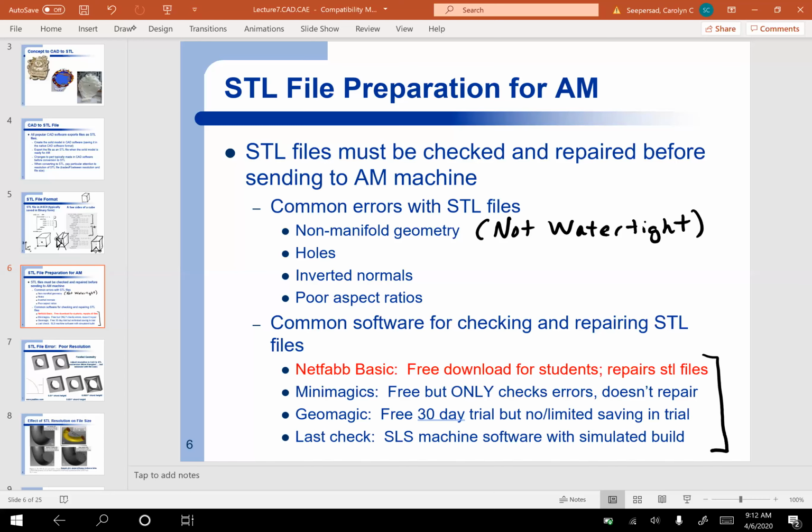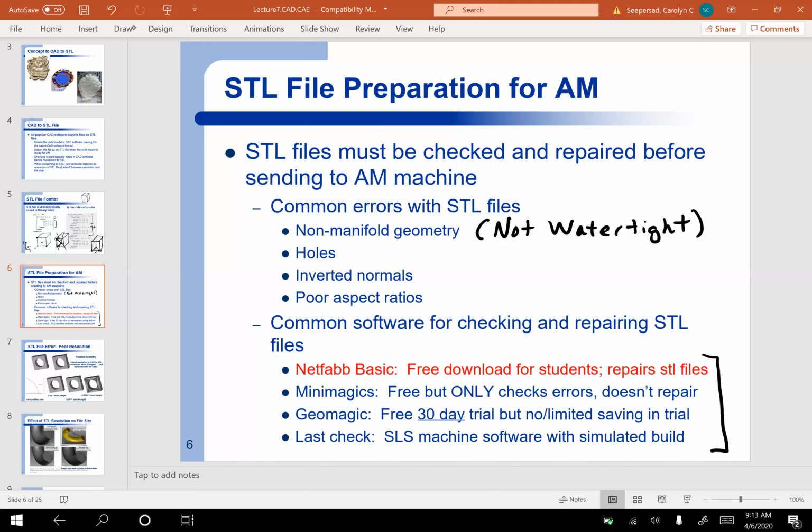So you can actually download NetFab for free, as long as you're still a student. It will look for errors in your STL files and it will repair them. There's a couple of other pieces of software here too.